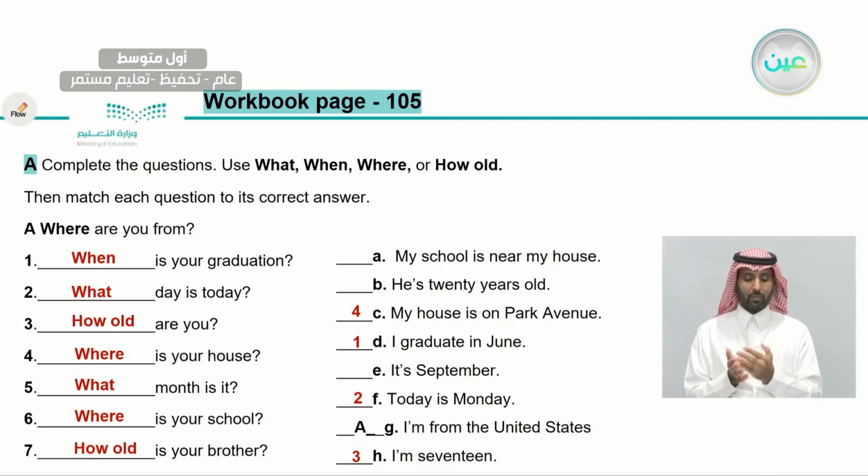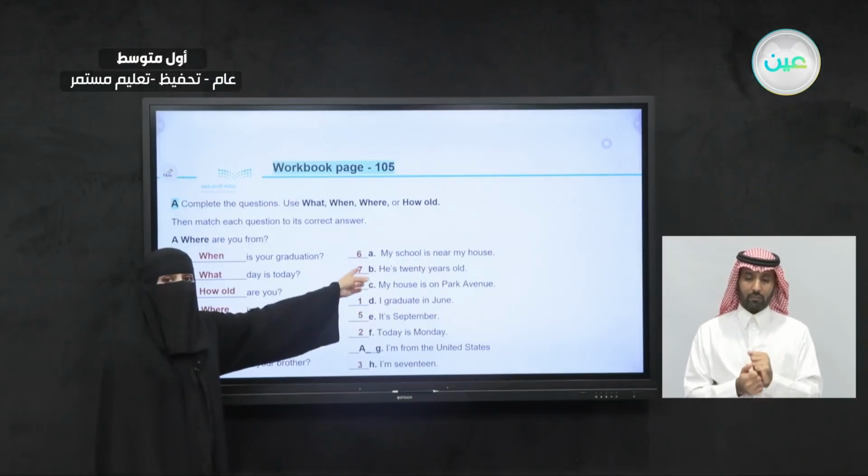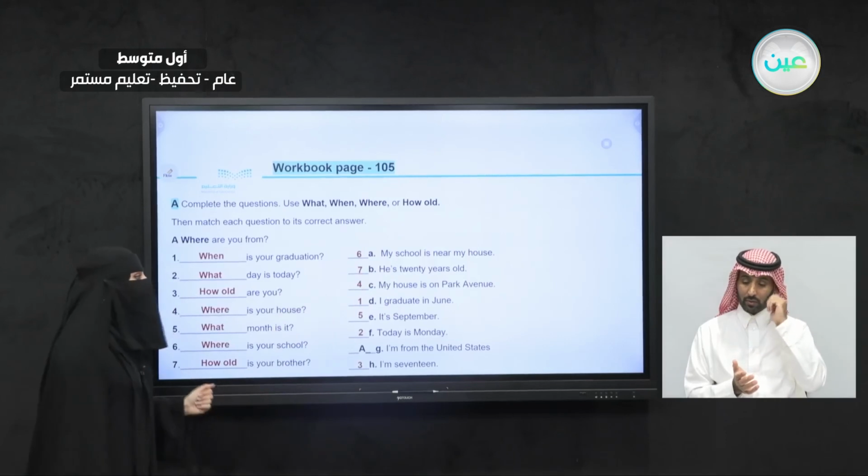Next, number 5, what month is it? It is September. How about the next one? Where is your school? My school is near my house. And number 7, how old is your brother? He is 20 years old. Okay, because I'm talking about a brother, so it's going to be he is, etc.